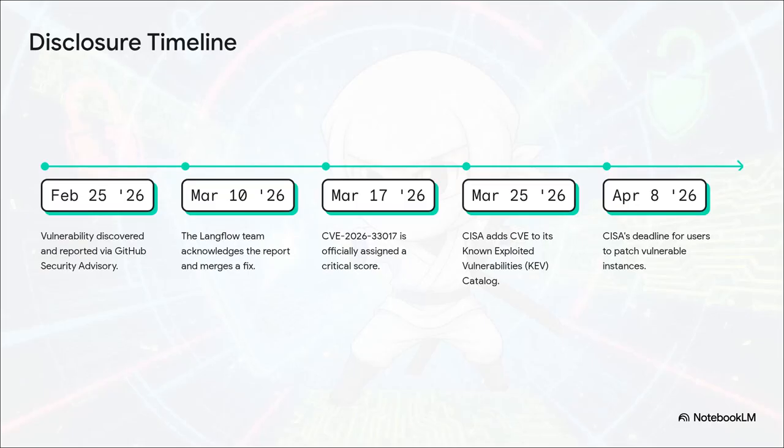Now this timeline, it tells a critical story. The initial disclosure was responsible. It started back on February 25th. But look here. By March 25th, CISA added it to their known exploited vulnerabilities catalog. That means one thing and one thing only. Attackers are already using this in the wild. This isn't theoretical. The clock is ticking, and for federal agencies, the deadline to patch has already passed.